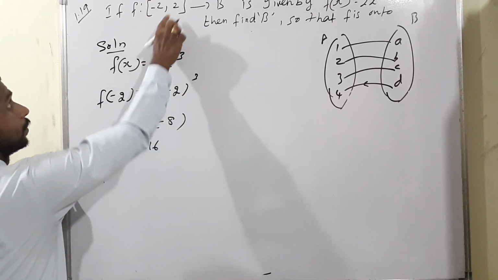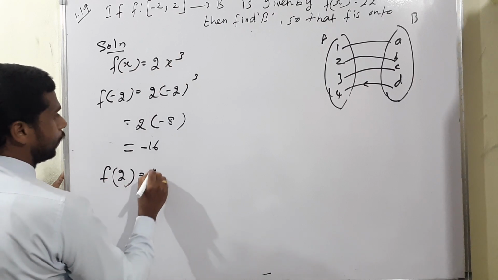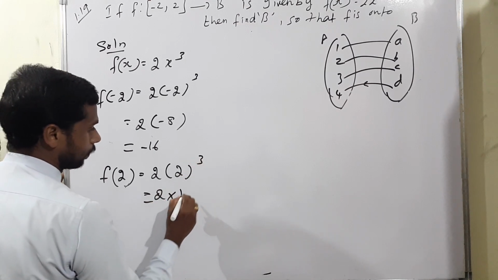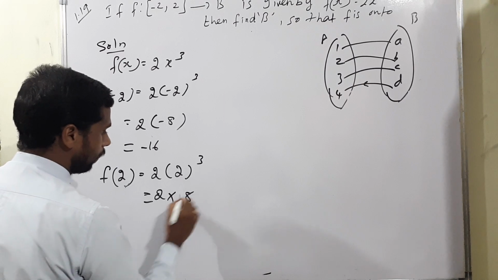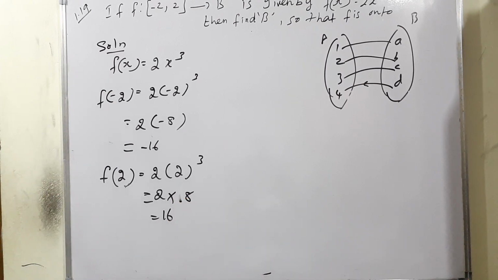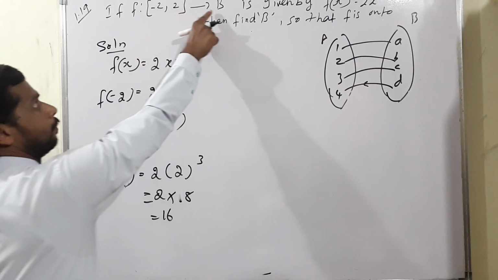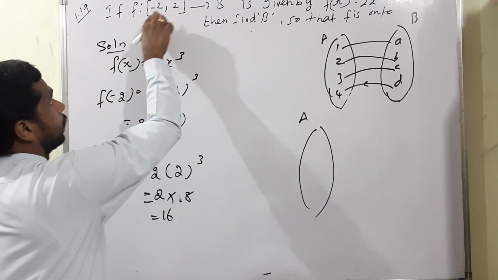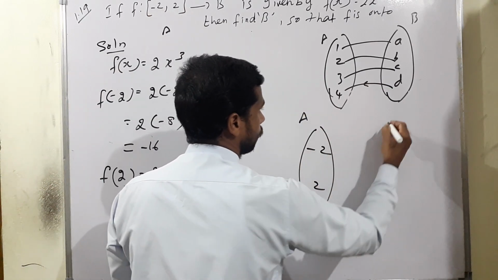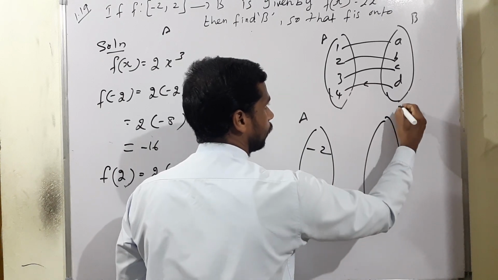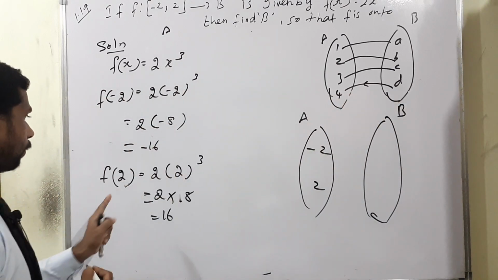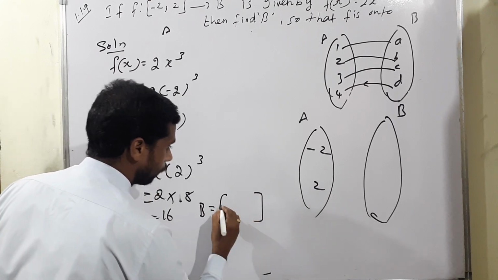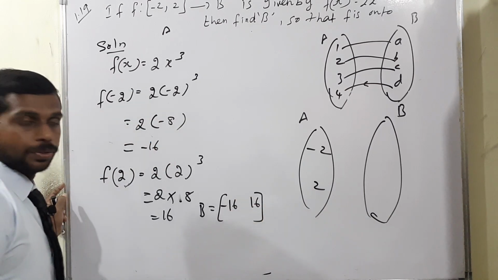Then f(2): positive 2 means again 2 into (2) the whole cube. 2 cube is positive 8, therefore the value we have is 16. So after getting the values, this is considered for A and this is B. A is given as [-2, 2], and it maps to B, which is called the codomain. What answer do we have? Negative 16 to positive 16. Therefore, we can say B is equal to the closed interval [-16, 16].